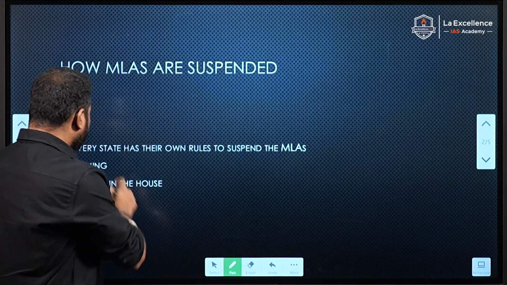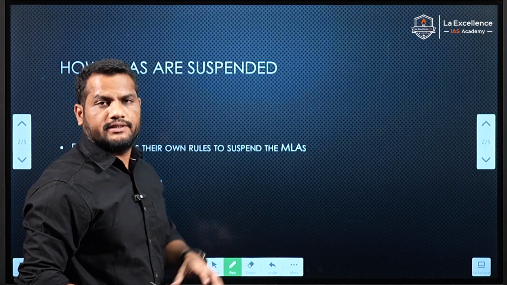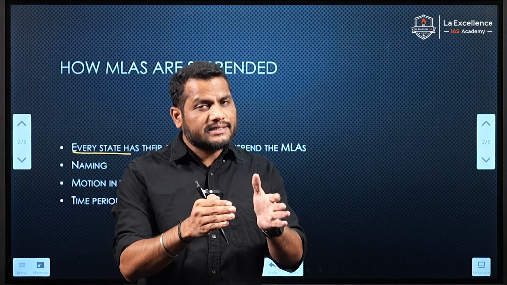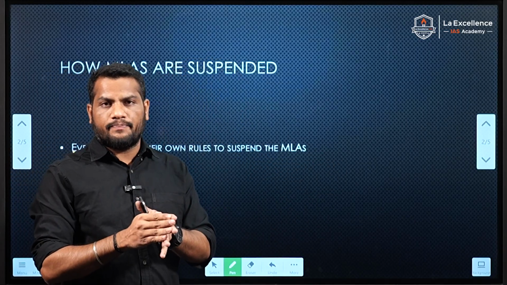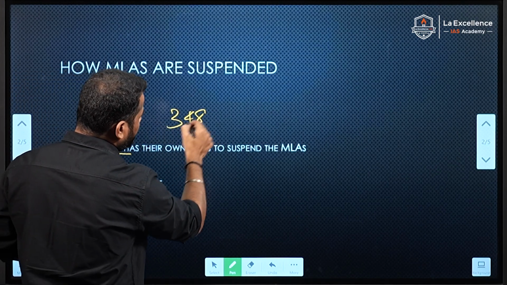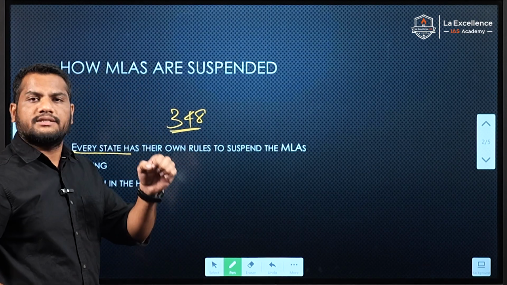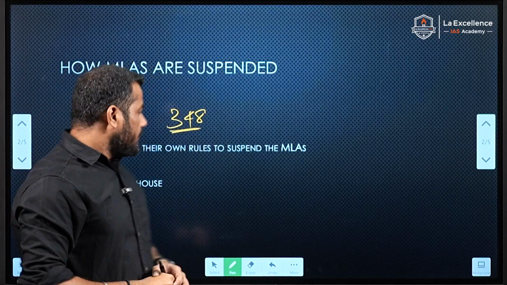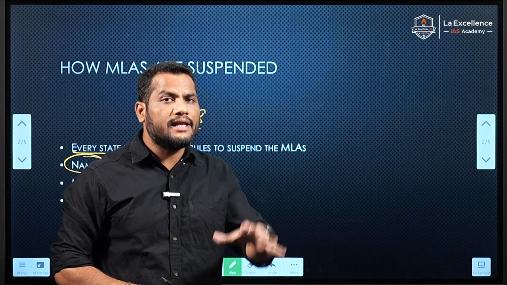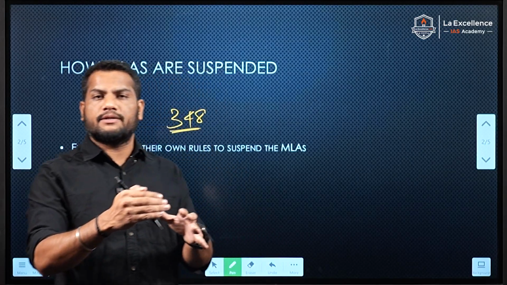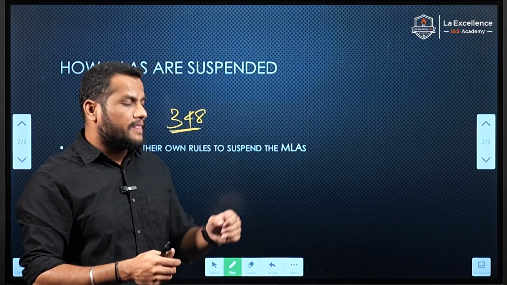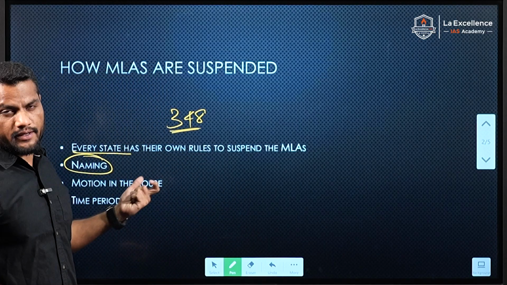First, every state legislature will have rules of the state legislative assembly. Based on that, MLAs can be suspended. Recently, Karnataka Speaker suspended these 18 MLAs based on Rule 348 of the Karnataka State Legislative Assembly. There will be a naming by the Speaker of MLAs who are creating disturbance in the Legislative Assembly, who are behaving unruly. Means these MLAs are named by the Speaker.